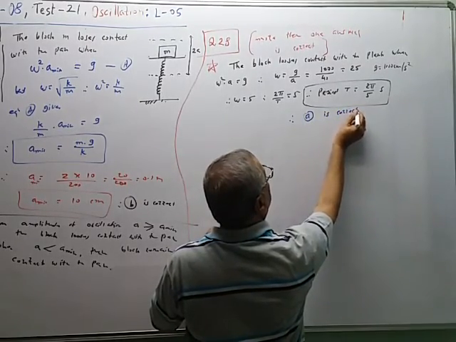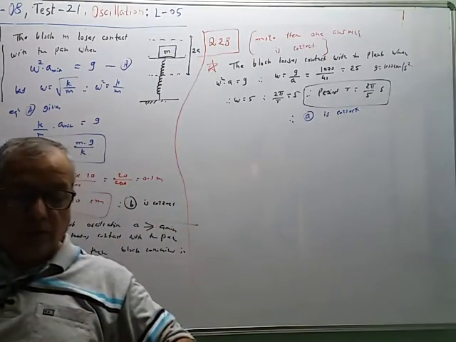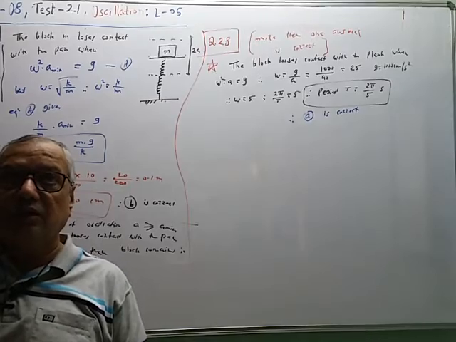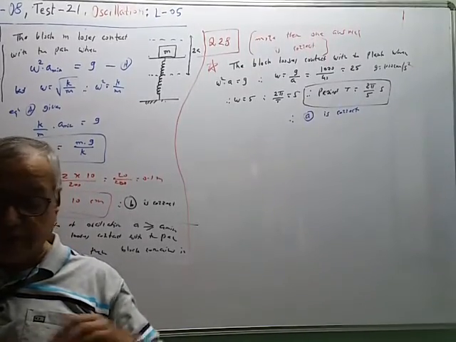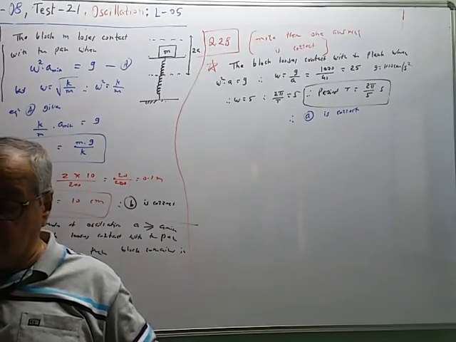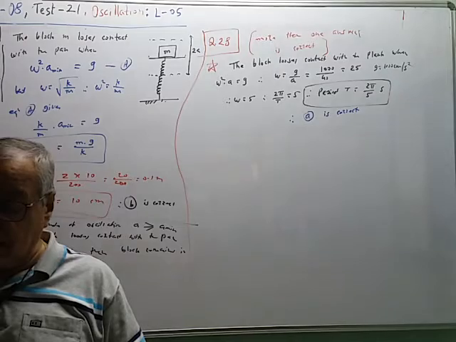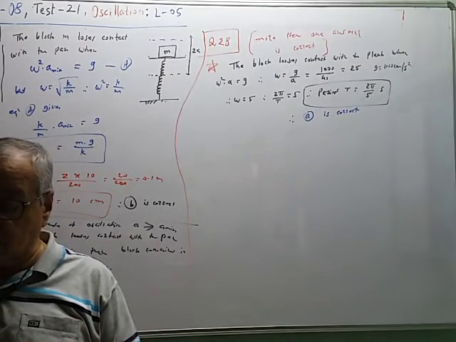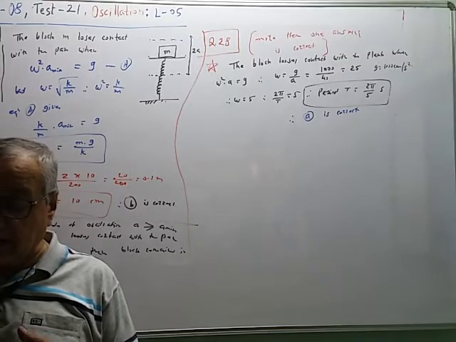A is correct. Now, out of the remaining choices B, C, D, one more choice is correct in this problem. Which is correct? The condition is given: the block just loses contact with the plank when the latter is momentarily at rest.